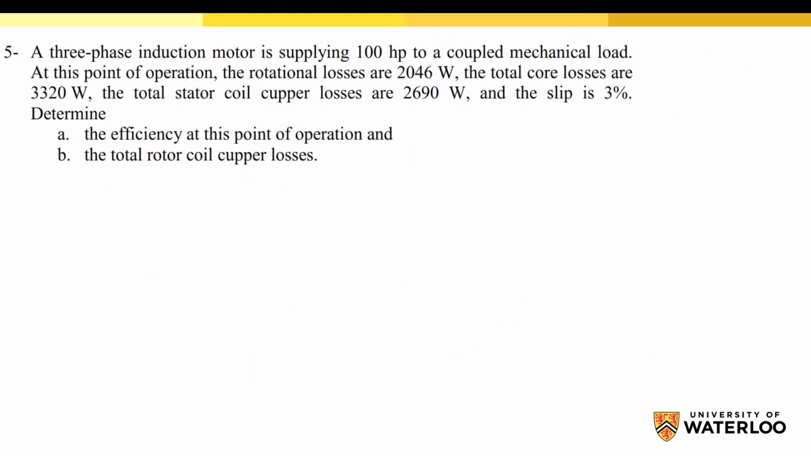For part B, which is very tricky here, we need to calculate the rotor copper loss. In order to calculate the rotor copper loss, there is a relation between the rotor copper loss and the air gap power. And also you can calculate that because we know the converted power and the air gap power. So we can subtract the converted power from the air gap power in order to calculate the rotor copper loss.